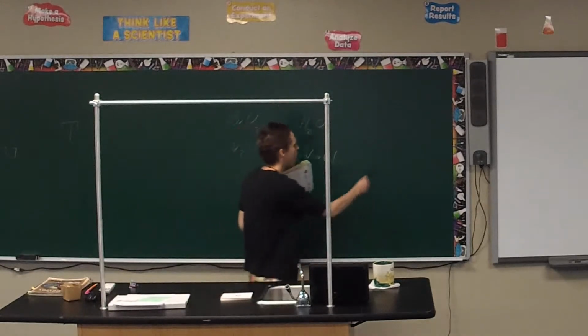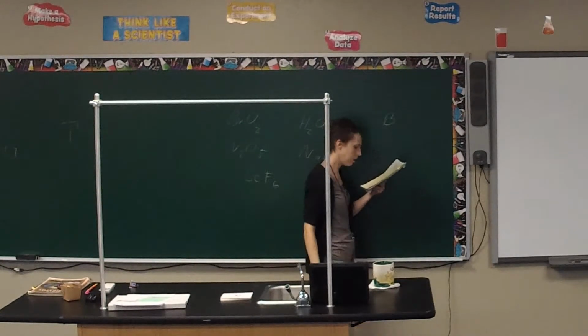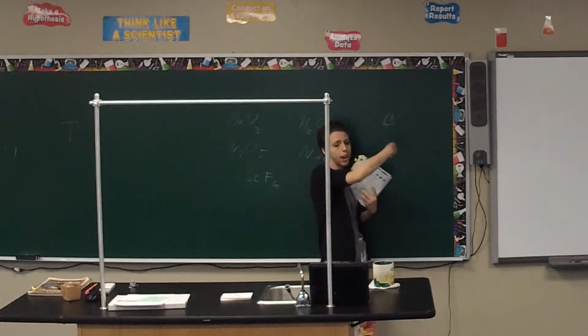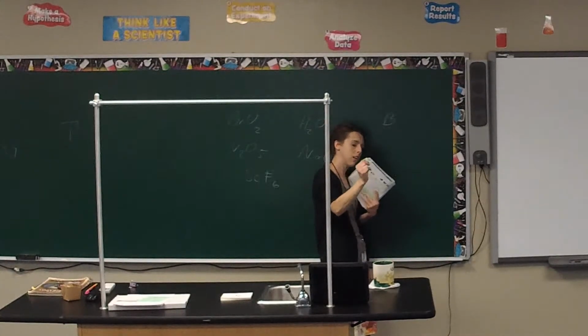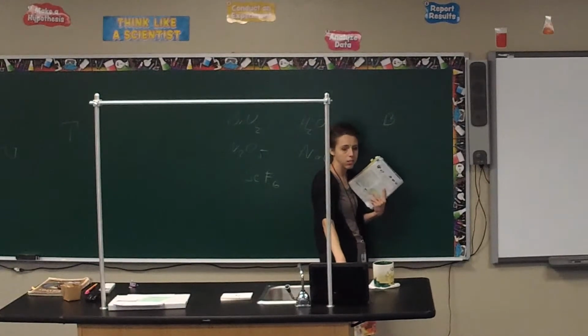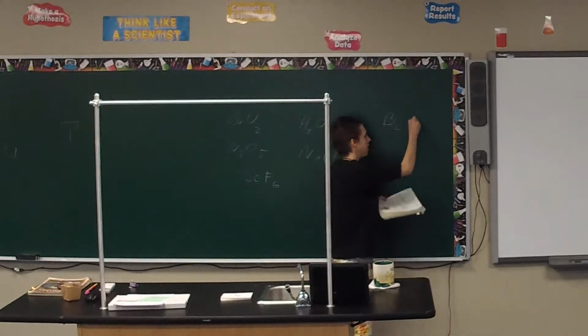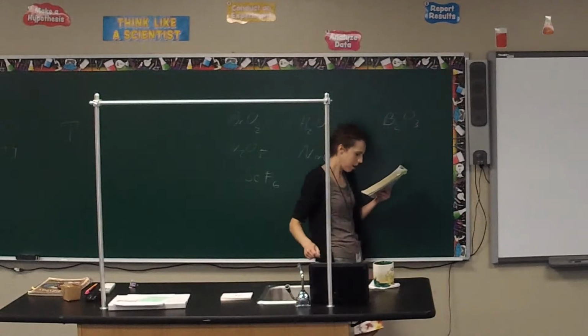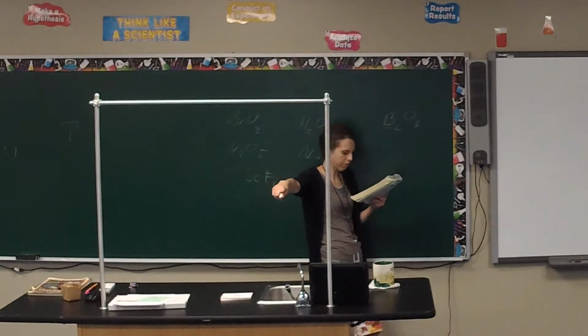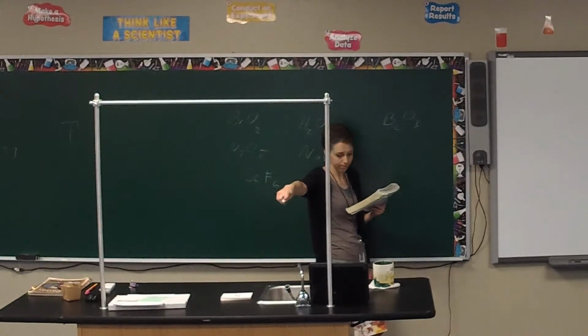Alright, so let's say it was diboron trioxide. So, diboron. How would you write this out? If it's diboron trioxide. Good job. B2O3.